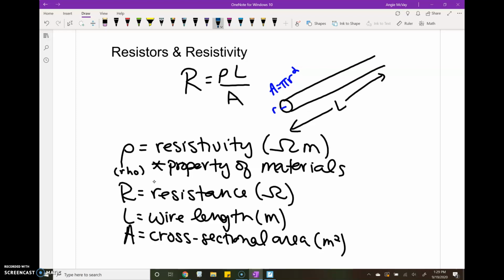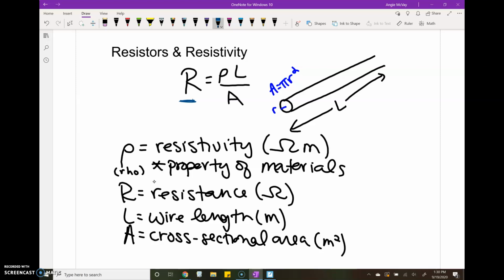All right, so resistance, here's our resistance here, capital R. It has to do with three factors. Okay, resistance in ohms has to do with resistivity. Resistivity is a property of materials. It's abbreviated with the Greek letter rho. It looks like a lowercase p, but it's the Greek letter rho. In ohm meters, it's a property of a material, right? So each material, like the metals we usually use in circuits, gold, copper, steel, they each have a different resistivity.